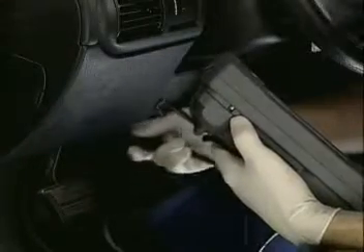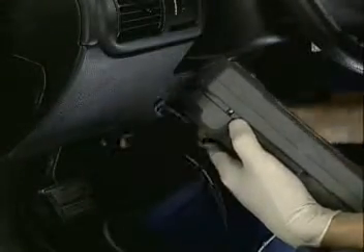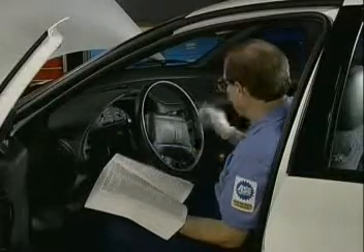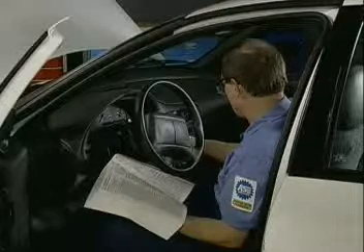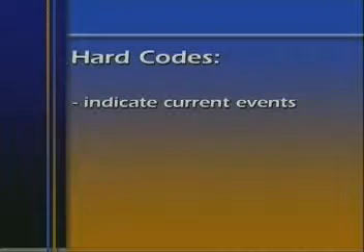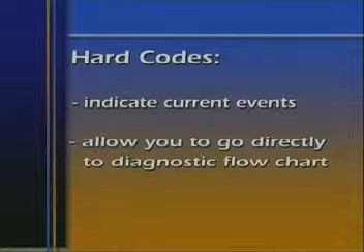DTCs can be retrieved from the control unit using either a diagnostic scan tool or by following the manufacturer's instructions to enter the diagnostic mode and retrieve the codes through the blinking pattern of the ABS lamp in the diagnostic mode. Hard codes indicate problems that currently exist and allow you to go directly to the diagnostic flow charts to quickly identify the cause of the problem.